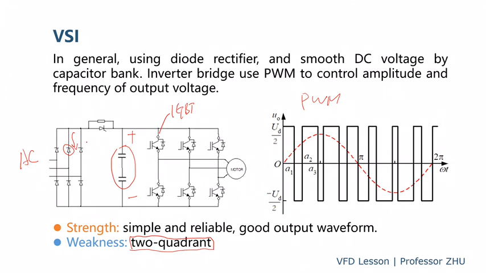If we want to do regeneration on this VS drive, you have two options. One is you put a DC chopper on the DC side to absorb the energy and convert it to heat on the chopping resistor. The other one is to change the diode rectifier to an IGBT rectifier. Similar to the output, a three-phase IGBT bridge, using PWM technology. This IGBT bridge can do regeneration, can convert the DC energy back to the AC grid.